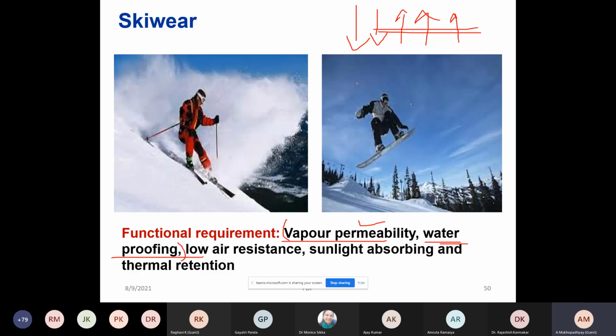Low air resistance is another requirement. So the fabric should not be bulky. If the fabric is bulky, then obviously air resistance will be high, and movement of the person will be difficult. Sunlight absorbing and thermal retention are the important aspects. As I already mentioned, zirconium ion can be used for making a fiber, and this can absorb the sunlight. So thermal retention is also very important.